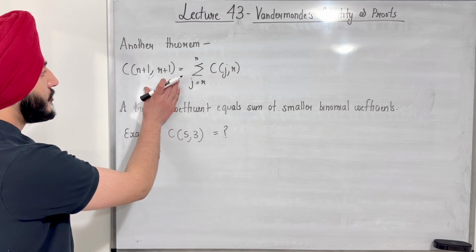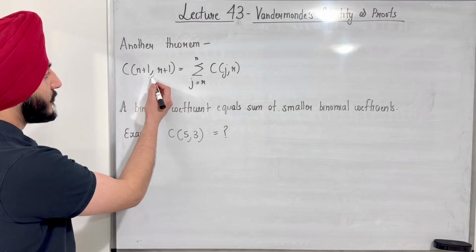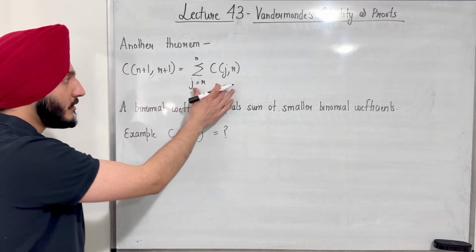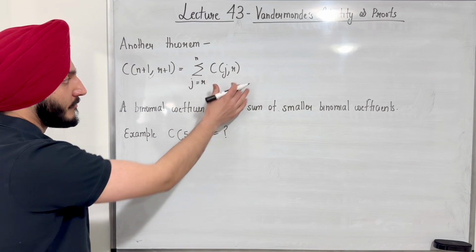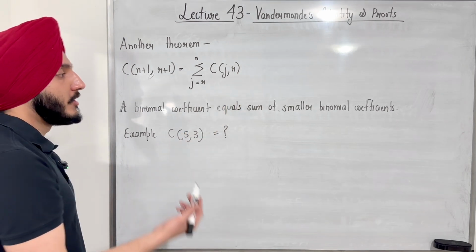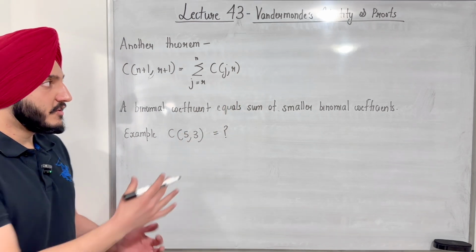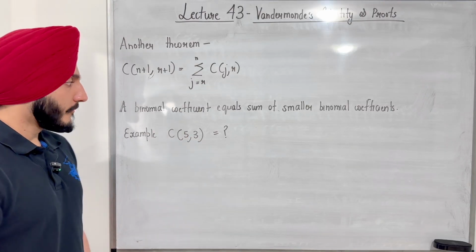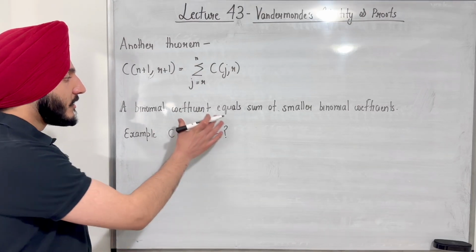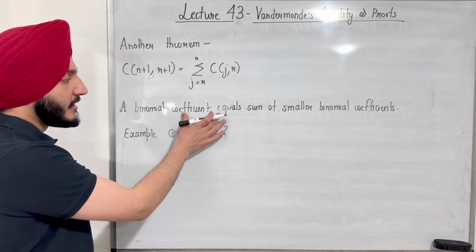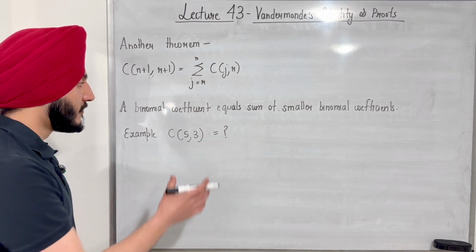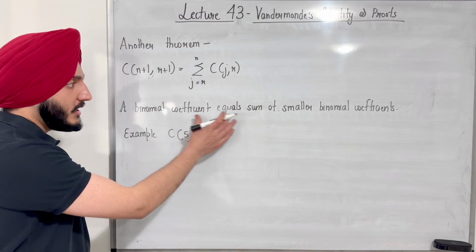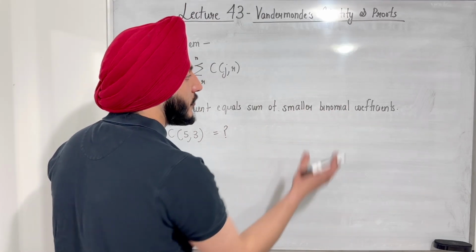So the theorem is saying if you have C(n+1, r+1), then it's equal to the sum of C(j, r), where j starts from r all the way up to n. You can try to pause the video and take a look at this theorem, and then I can try to explain it. Okay, so the idea is simple. If you look at this in an English sentence, it pretty much means a binomial coefficient equals the sum of smaller binomial coefficients.